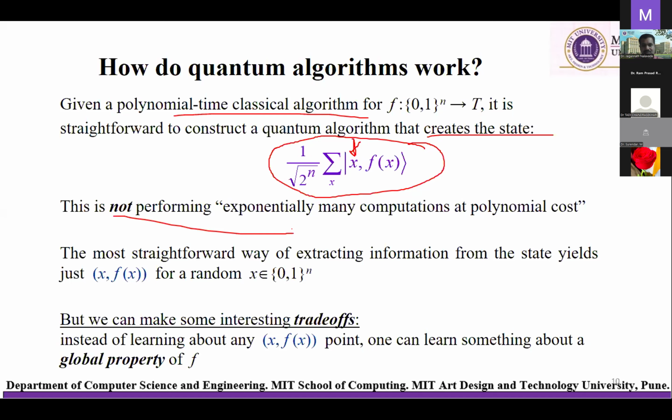This is not performing exponentially many computations at polynomial cost, but the most straightforward way of extracting the information from the state yields just x comma f of x for a random x belonging to 0, 1. But we can make some interesting trade-offs: instead of learning about any single x comma f of x point, one can learn something about the global property of f. So instead of x and f of x, next we'll see the global property of this function f.